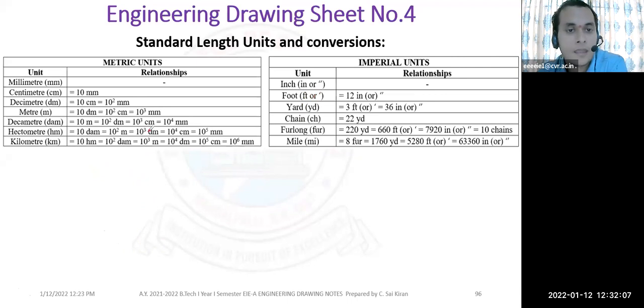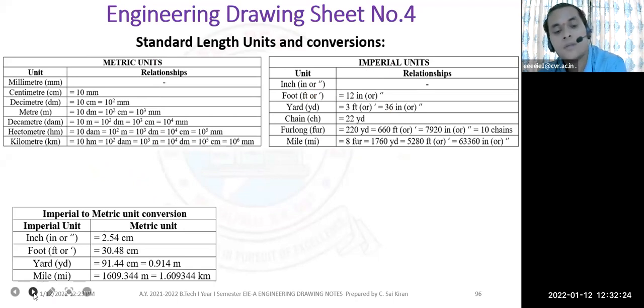Okay. These are the metric units and these are the imperial units. In all the European countries, they use only imperial units. They don't use metric units. All the countries related to America use metric units. And there's one more conversion: a conversion of imperial units to metric units and metric units to imperial units.